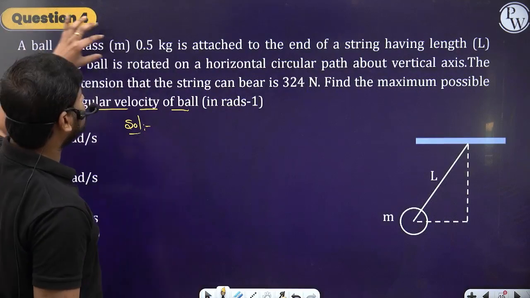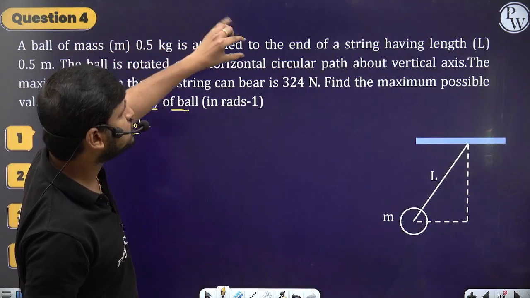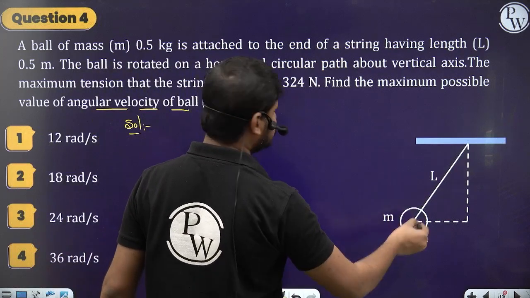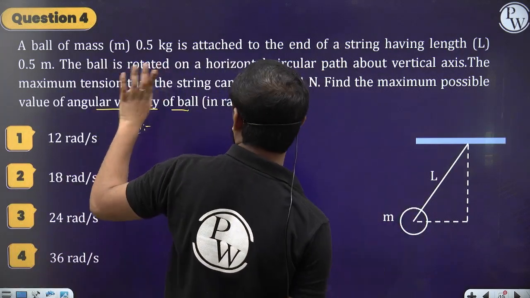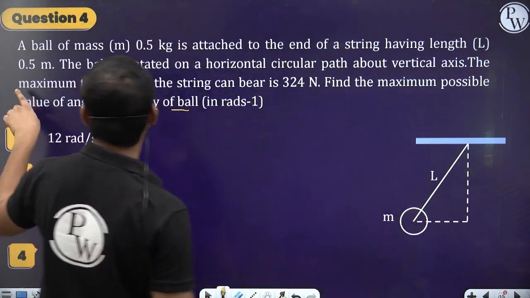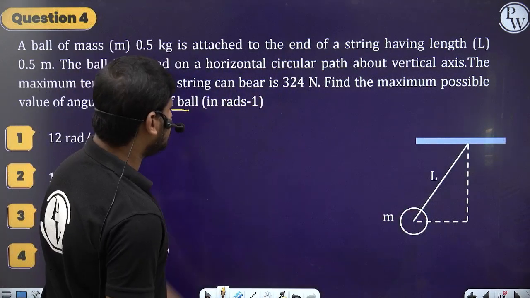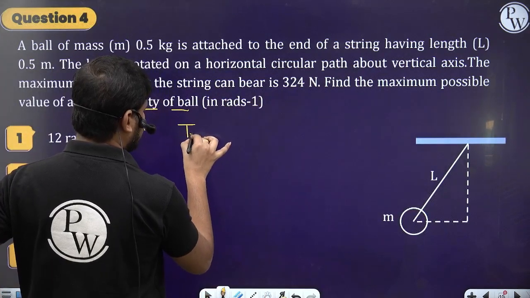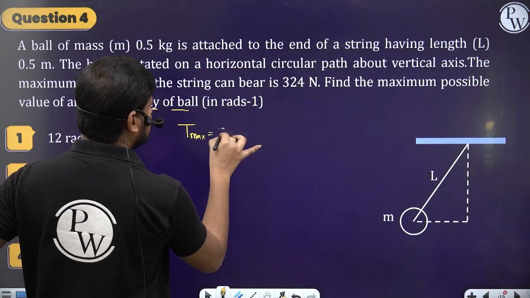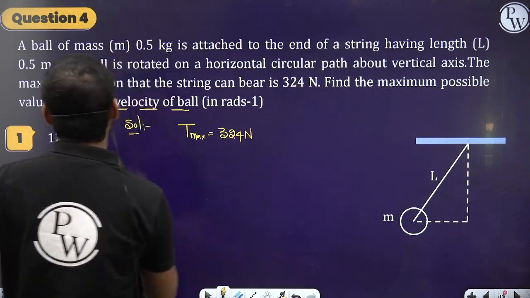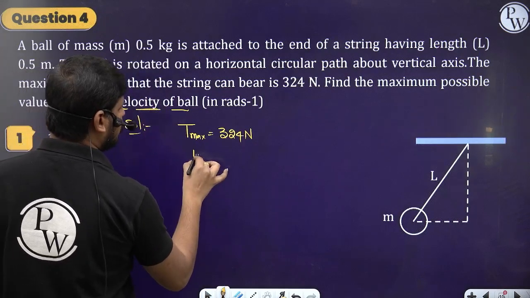So now come to this question, what they are saying in the question. A ball of mass 0.5 kg is attached to the end of a string of length 0.5 meters. So this string is of 0.5 meters and mass is 0.5 kg. The ball is rotated in a horizontal circular path about its vertical axis. The maximum tension that it can bear is 324. So the maximum tension, T max, is equal to 324 newtons, right? Now find the maximum possible angular velocity, omega, they are saying.